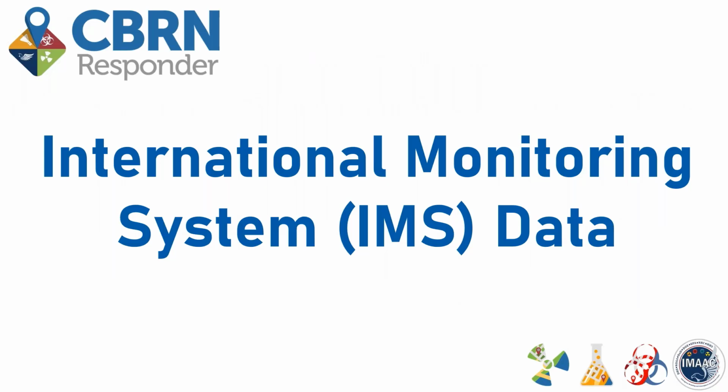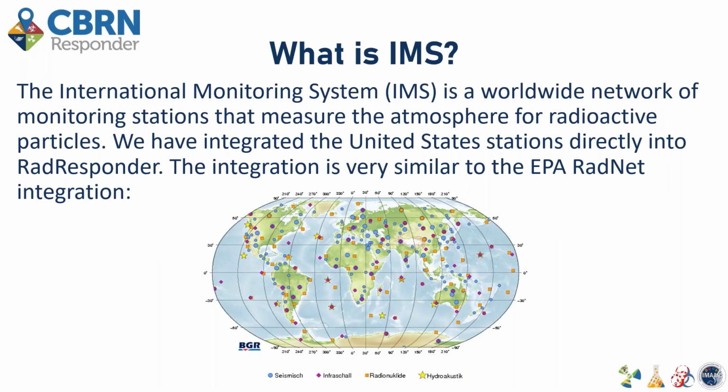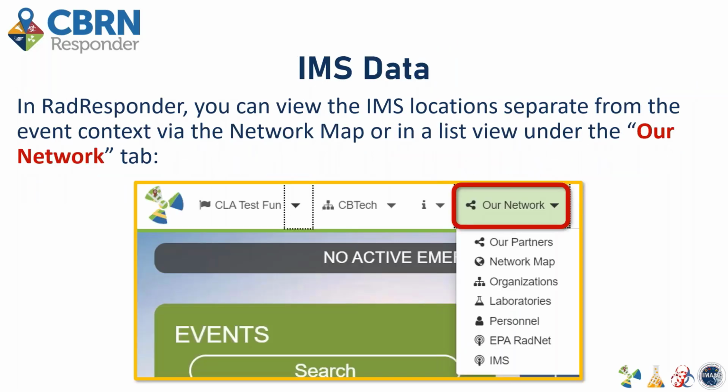The other fixed data integration that we do have is with IMS, which is the International Monitoring System. This is a worldwide network of monitoring stations that measure the atmosphere for radioactive particles. So we have integrated the US stations directly. And again, it's very similar to the EPA RadNet integration, just not as many locations. So we're pretty much going to follow the same process as we did for EPA RadNet.